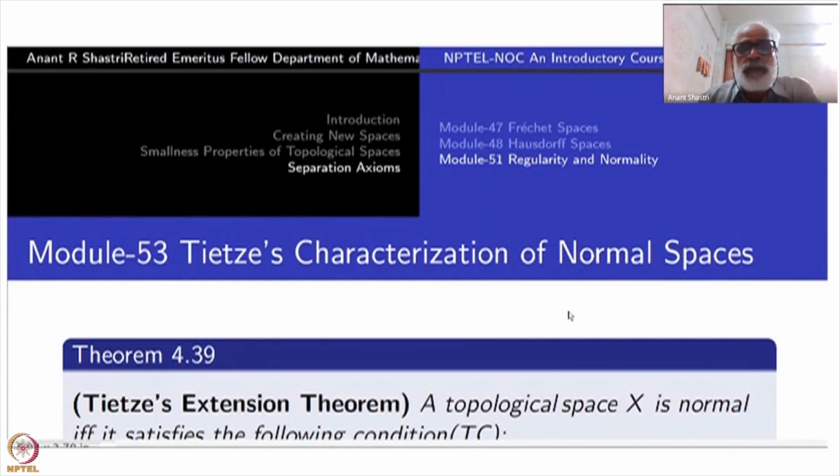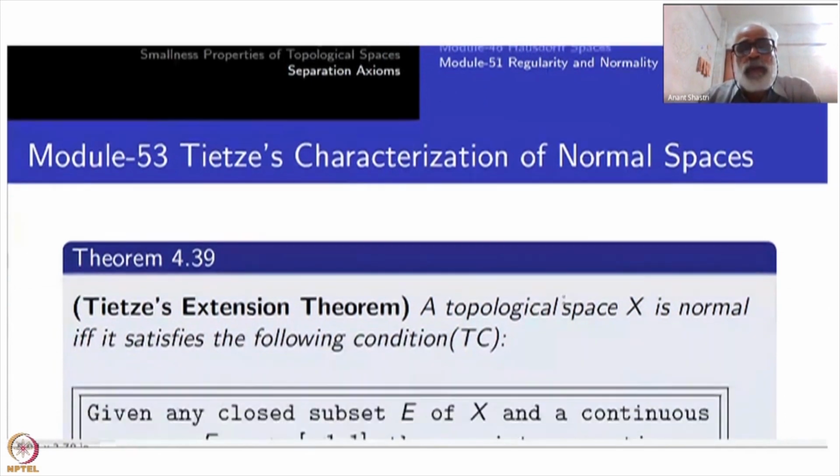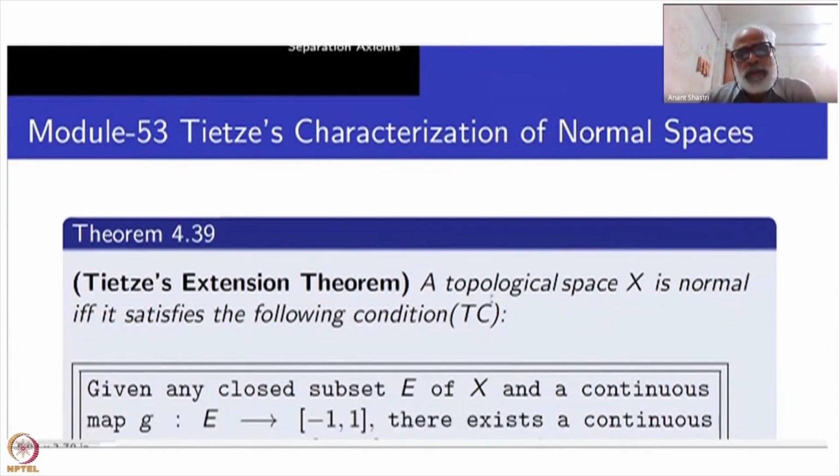Tietze's characterization is another landmark, but it actually uses Urysohn's characterization, construction of continuous functions. But it is quite mysterious in a sense that here we have only one closed set. So it requires quite an ingenious mind to have explored this one. So it is not at all easy to come up with this kind of idea.